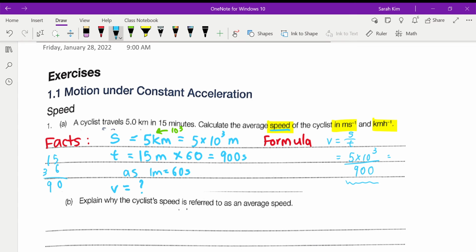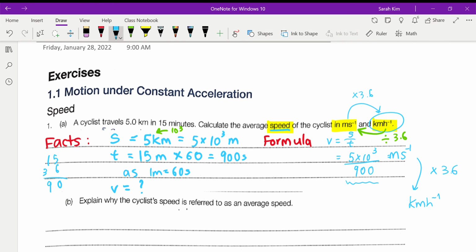Now, this answer is in meters per second. Correct? Now, you need to convert that into kilometers per hour as well, because that's what the question requires you to. So what I'm going to do is times 3.6. Hopefully we understand that to go from meters per second to kilometers per hour, we just times 3.6. And otherwise, if you want to go the other way, it's divide by 3.6. So because we're going from meters per second to kilometers per hour, we just times by 3.6.